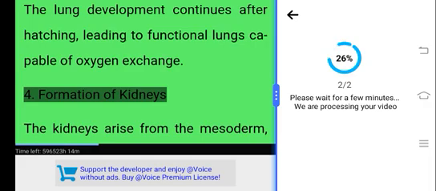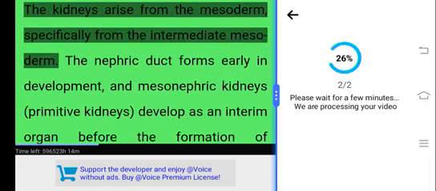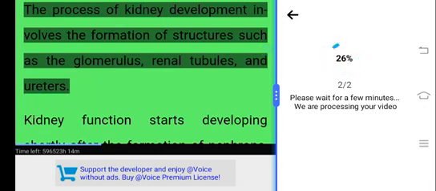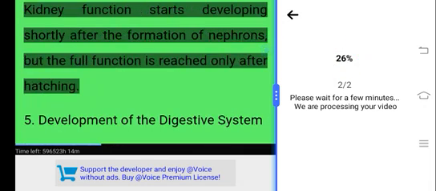4. Formation of kidneys. The kidneys arise from the mesoderm, specifically from the intermediate mesoderm. The nephric duct forms early in development, and mesonephric kidneys, primitive kidneys, develop as an interim organ before the formation of metanephric kidneys, the functional adult kidneys. The process of kidney development involves the formation of structures such as the glomerulus, renal tubules, and ureters. Kidney function starts developing shortly after the formation of nephrons, but the full function is reached only after hatching.